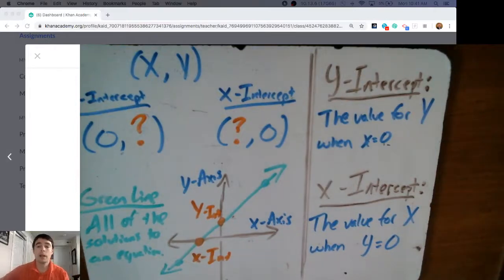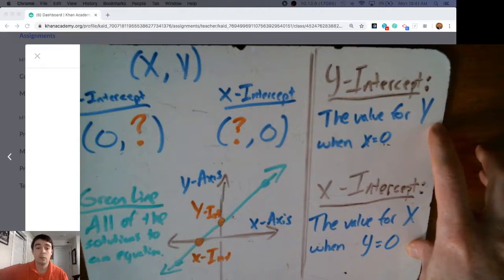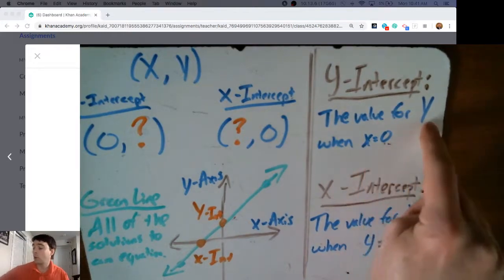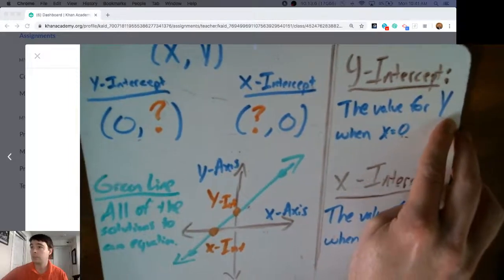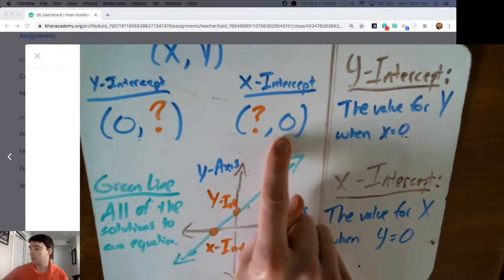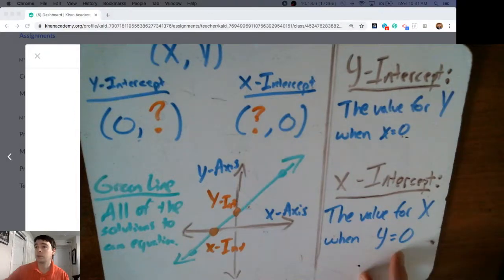As you should recall, now that we've started to look at equations with two variables, an x and a y, there are lots of possible solutions to those equations. A y-intercept and an x-intercept refer to two very specific solutions to every linear equation. A y-intercept asks, if you set the x value equal to 0, what will the y value have to be? It's the value for y when x is equal to 0. The x-intercept asks, what will the x value be if we set y equal to 0? In other words, it's the value for x if y is equal to 0.